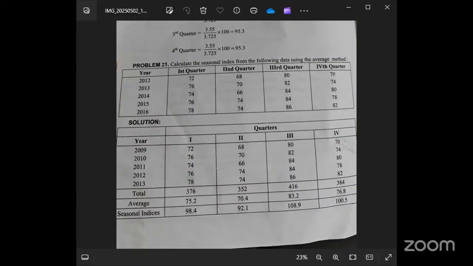So first, what we need to do as usual: we need to make the total, and we need to make the averages. And what we need to find out? We need to find out the average of quarterly averages. So first make the totals of first quarter, second quarter, third quarter, and fourth quarter, and then find out the averages. 376 divided by 6.